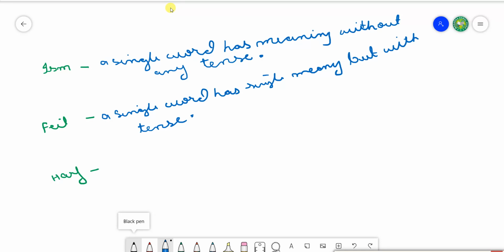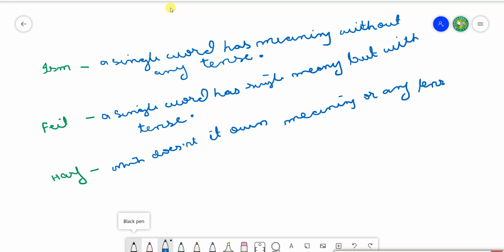And now harf. So harf is a word which doesn't have its own meaning or any tense. Now let me explain with example. So first I'm going to write the example for ism.